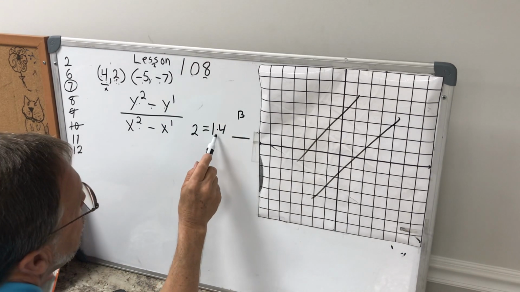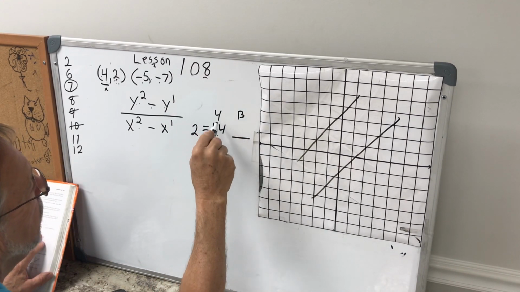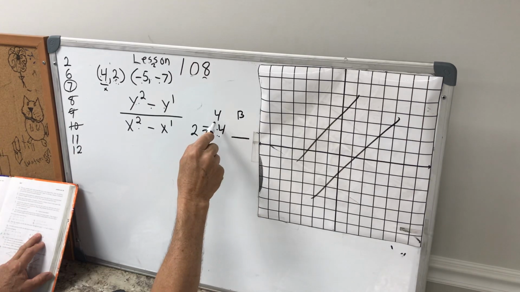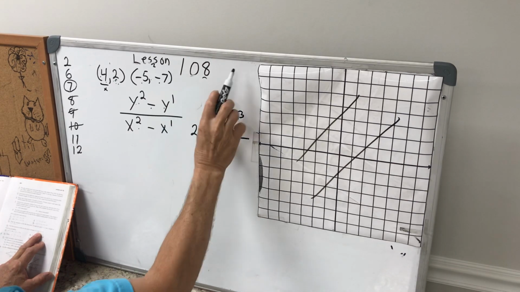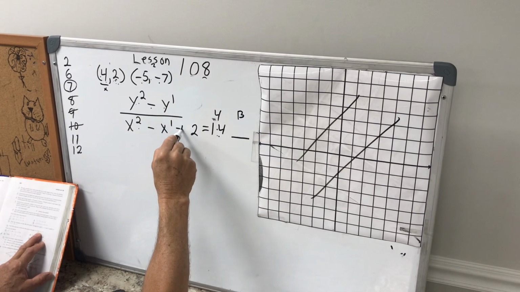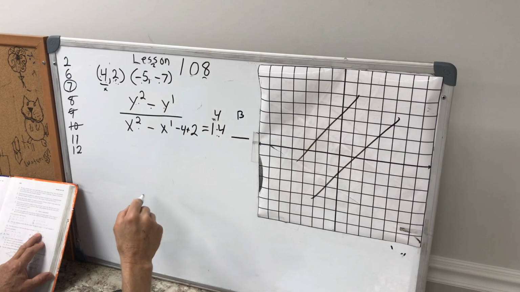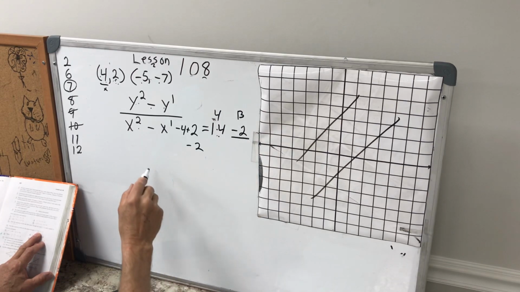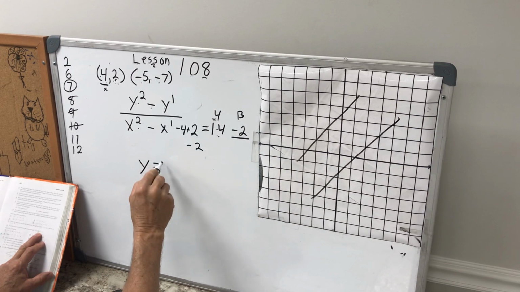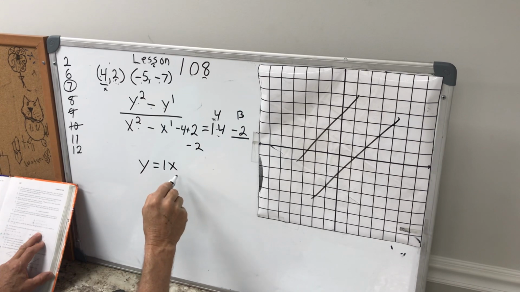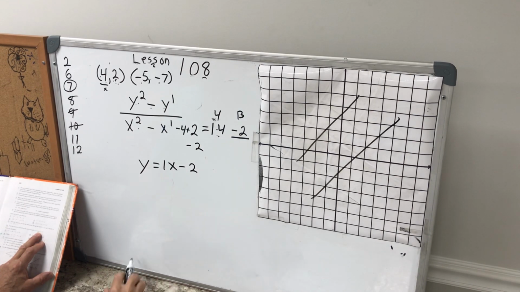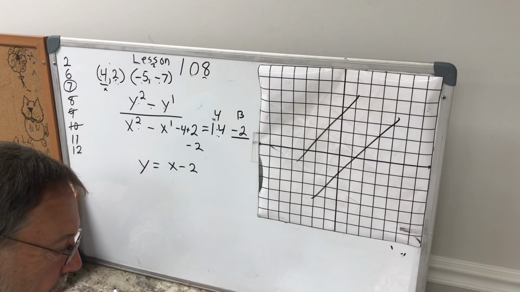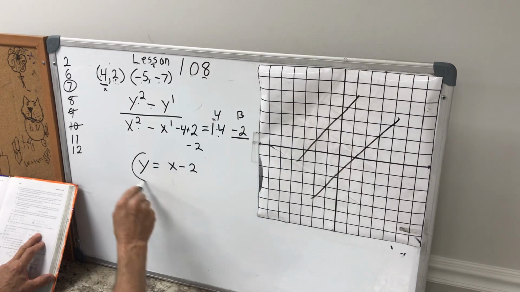So 1 times 4 is 4. I think you agree with that. And we add these together. So when I put this on this side, that's a positive 4 now. When it comes over here, it's a negative 4 plus a positive 2. It's going to be a negative 2. We've solved for the b position. It's a negative 2. I'll rewrite it. y equals, we had the 1 as a slope, and a negative 2. Obviously, we can take the 1 off here because it's not necessary. y equals x, negative 2.